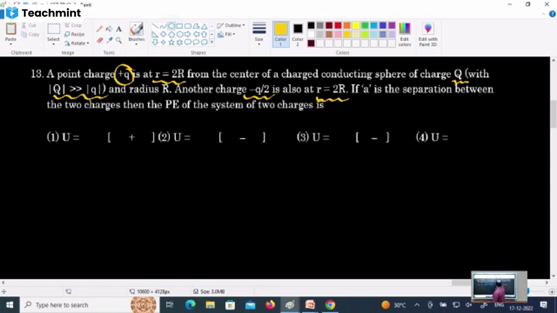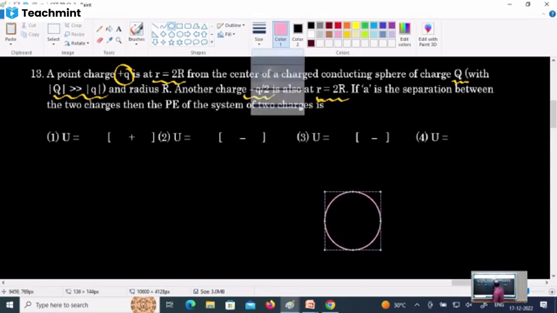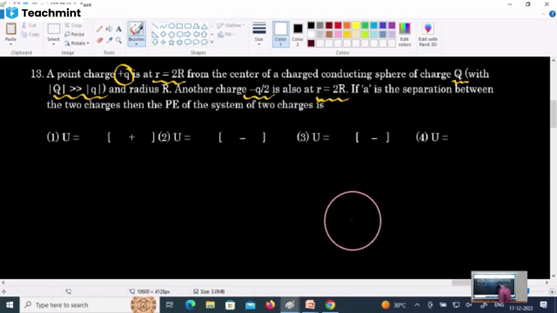okay. So here we have a conducting sphere. One conducting sphere has the radius R. The charge on this conducting sphere is capital Q, they have said. Now this is 2r distance, this 2r distance. Now they have placed two charges.